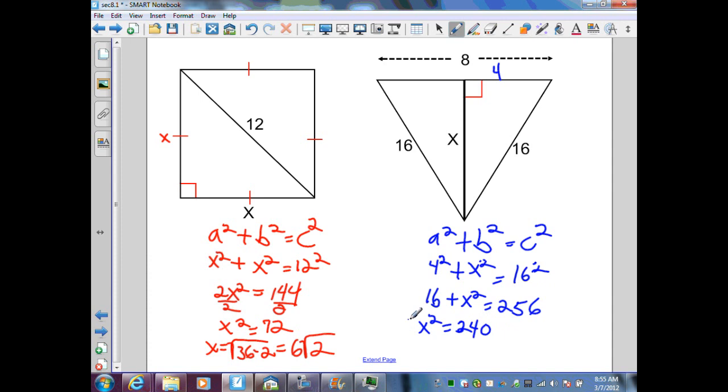Then take the square root of both sides. Break this into two factors, one being a perfect square, and those factors are 16 times 15. The square root of 16 is 4, and 15 stays in the radical. Therefore, the leg is 4 square roots of 15.